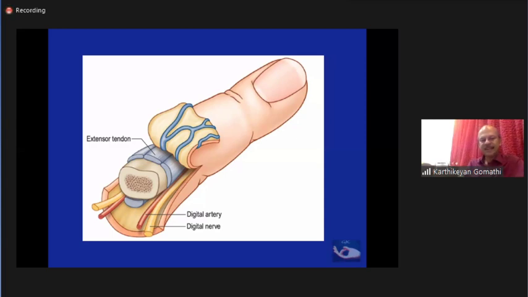Then the tendons, you can see the tendons here. These are identified and tagged. You can see the flexor tendon here. You can see the digital arteries and the nerves. So all these are identified. Then the bone is dissected or shortened.